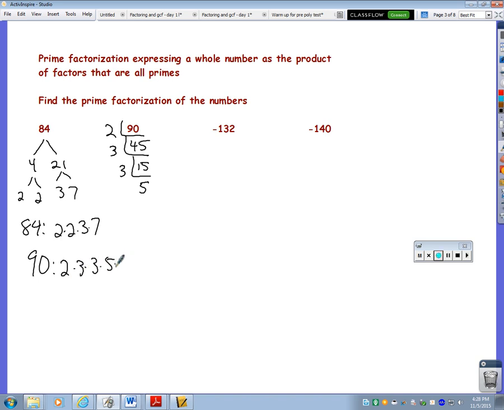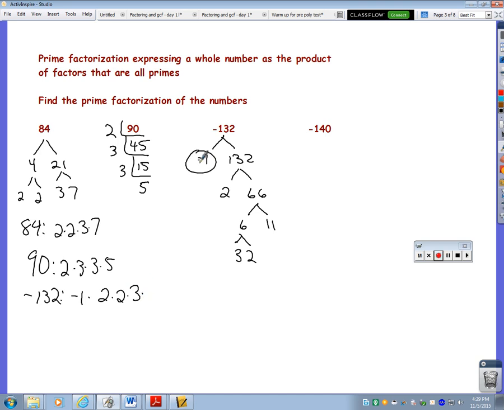If you have a negative number, the first thing you want to do is pull out the negative by multiplying by -1, and then go ahead and factor the way you would normally. For example, 132 is 2 times 66, 2 and 3. So for negative 132, it's going to be -1 times 2 times 2 times 3.